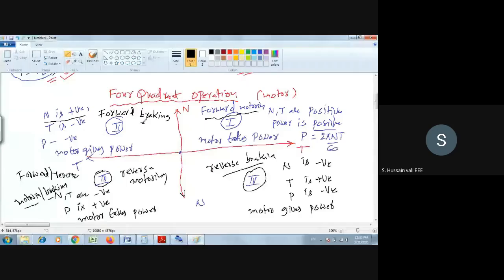Here, in the second and fourth quadrants, you find braking. If you observe carefully, in the second and fourth quadrants the motor gives power back, because you get the power as negative.